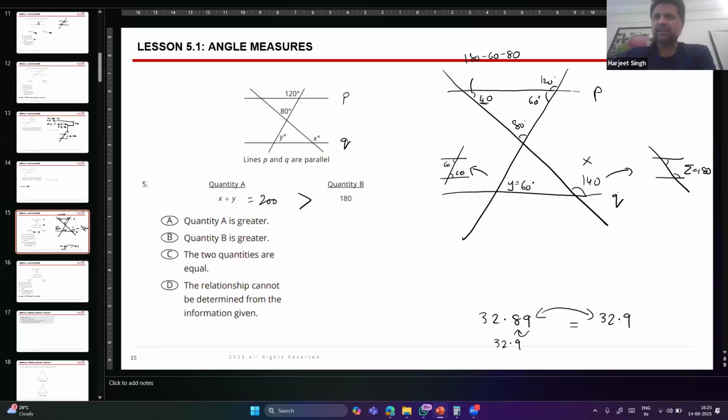And then we use the fact that the sum is supplementary for the two angles, acute and obtuse, which are formed out of the transversal. So hence x is 140. Also, the alternate angles of a transversal are also equal. So 60 should be equal to y. So y is 60, x is 140, x plus y is 200, which is greater than 180. Quick summary of this. Question.